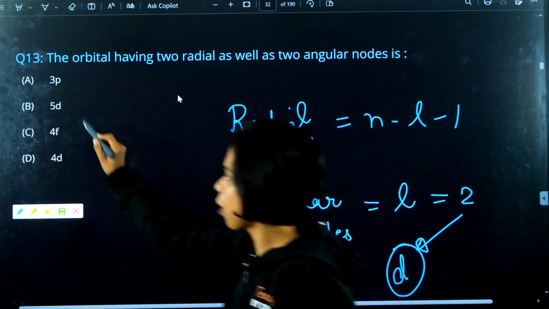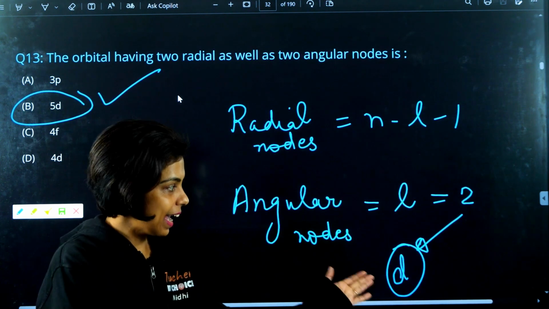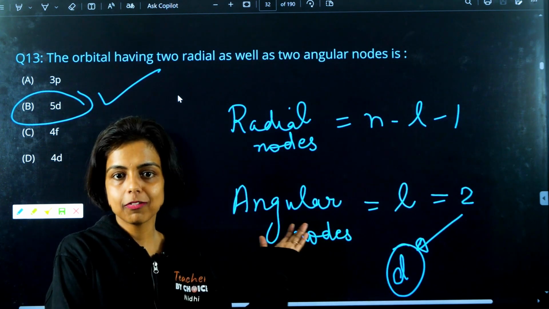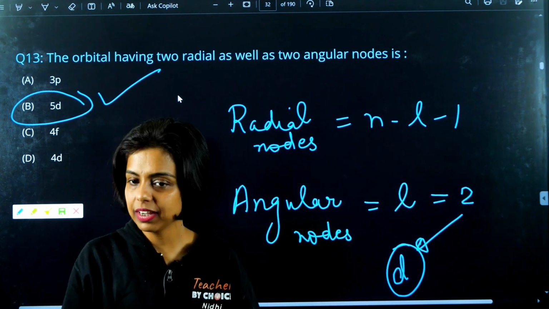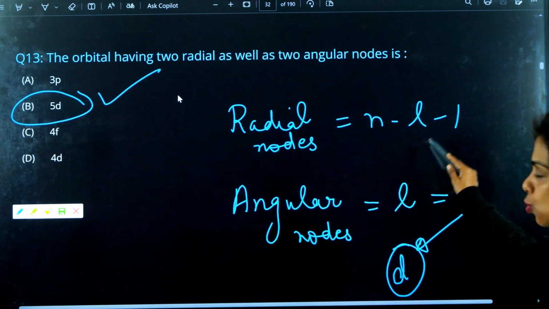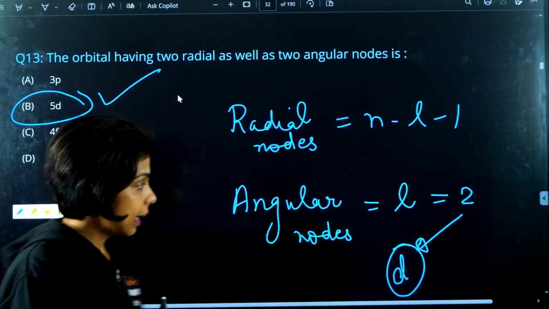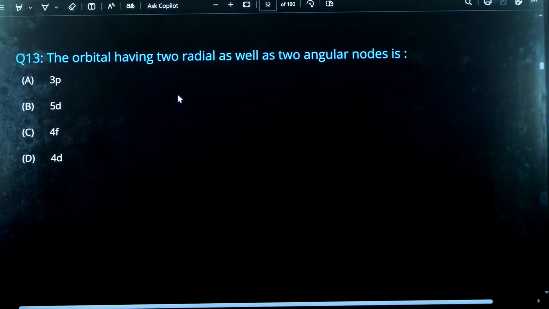So I can only see one option in which there is a D subshell. So by checking L equal to 2, the formula for angular node, we get our answer. And you can check here also: put N equal to 5, L equal to 2. The radial nodes will also come as 2. So again, if you know the formula of radial and angular nodes, it is not at all a tough question to crack.